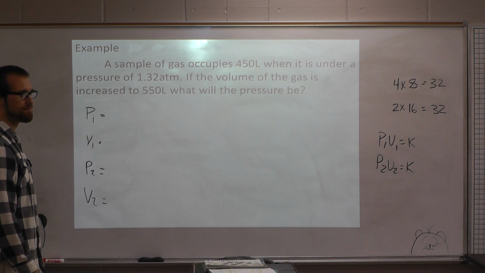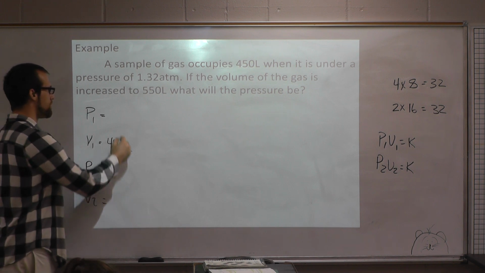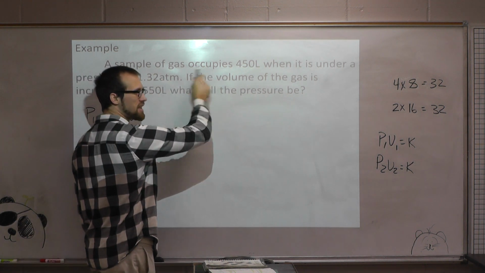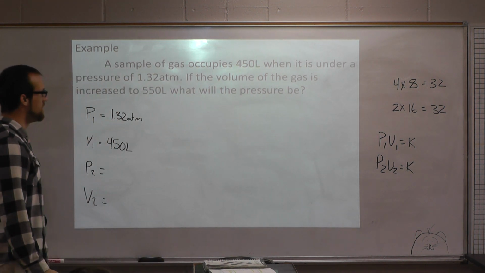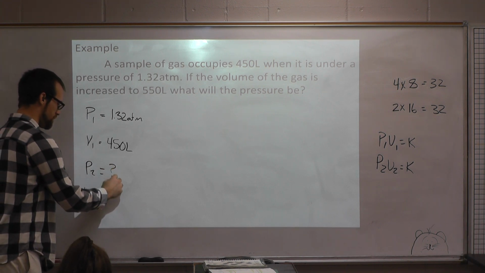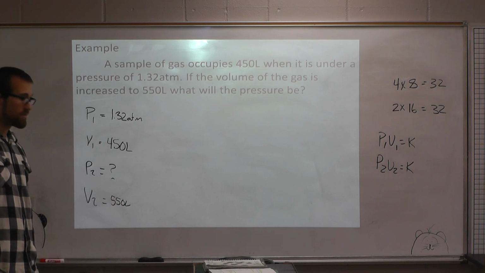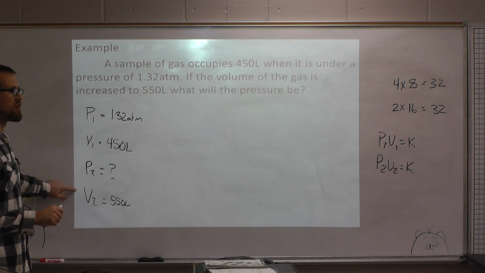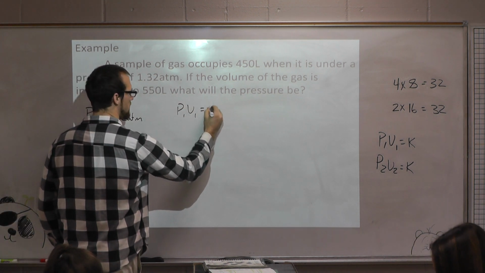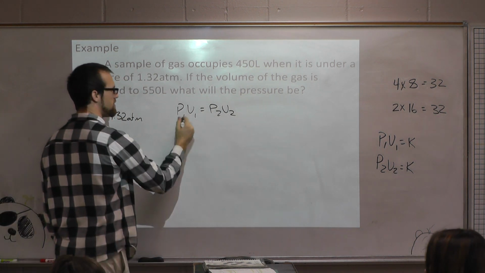What's V1? First volume. What's P1? Be careful with this. Sometimes it's not always the first two numbers that go together. Read the context of the problem. Then it says, what will the pressure be if you increase the volume? Now, if you're increasing the volume, what has to be true about the pressure? It's going to have to go down. So P1 V1 equals P2 V2. You will plug in, and you will solve for P2 by dividing by V2.